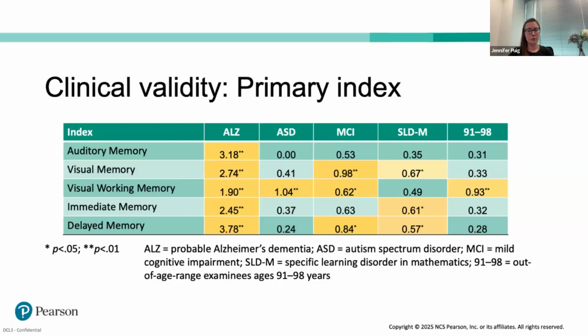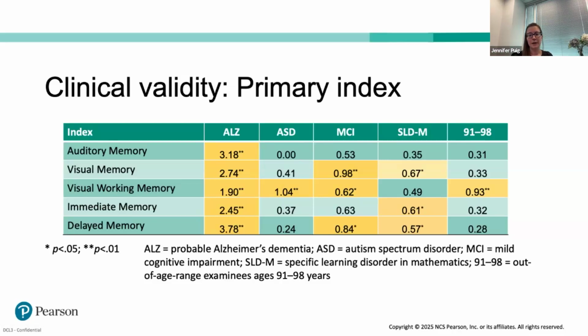This is consistent with research indicating that visual memory and delayed recall are often impaired among individuals with MCI, and particularly amnestic MCI. For the ages 91 to 98 group, the norms for the 85 to 90-year-old age band were applied, and then the matched control group was matched on all demographic variables except for age. So this group demonstrated lower performance than matched controls on the visual working memory index.